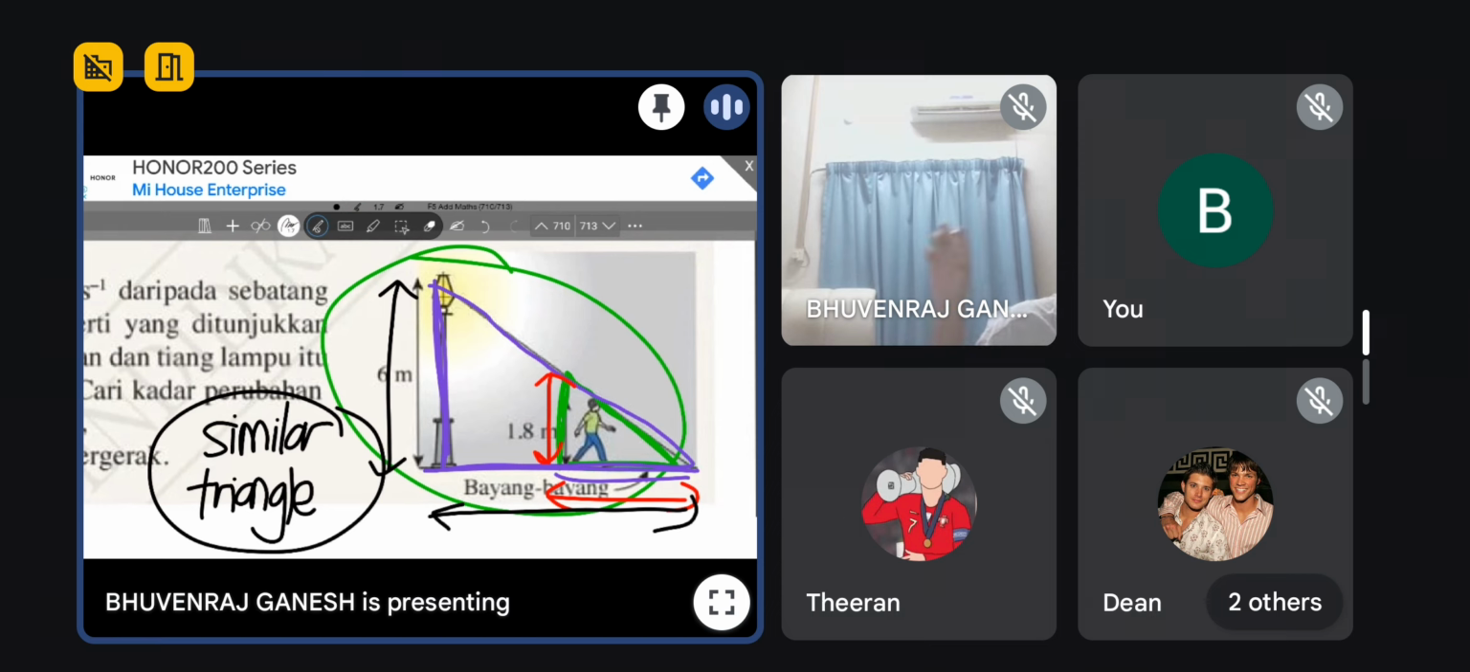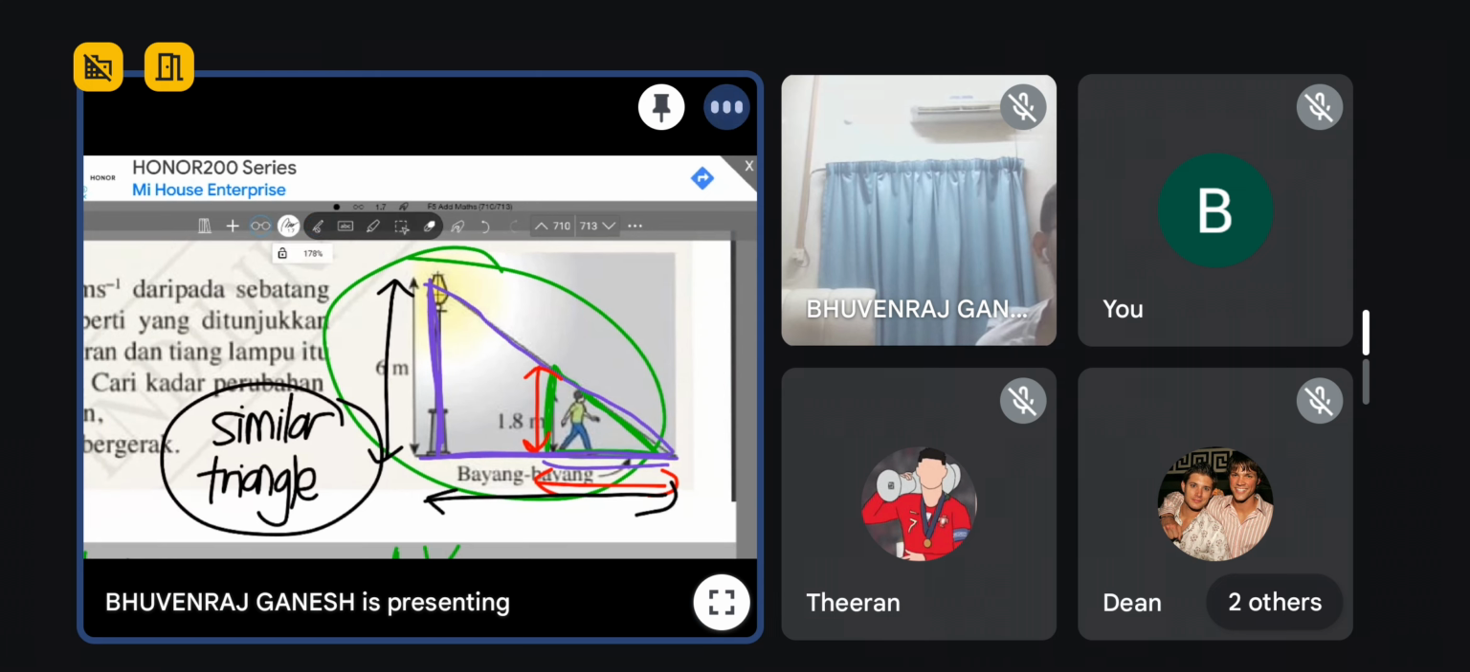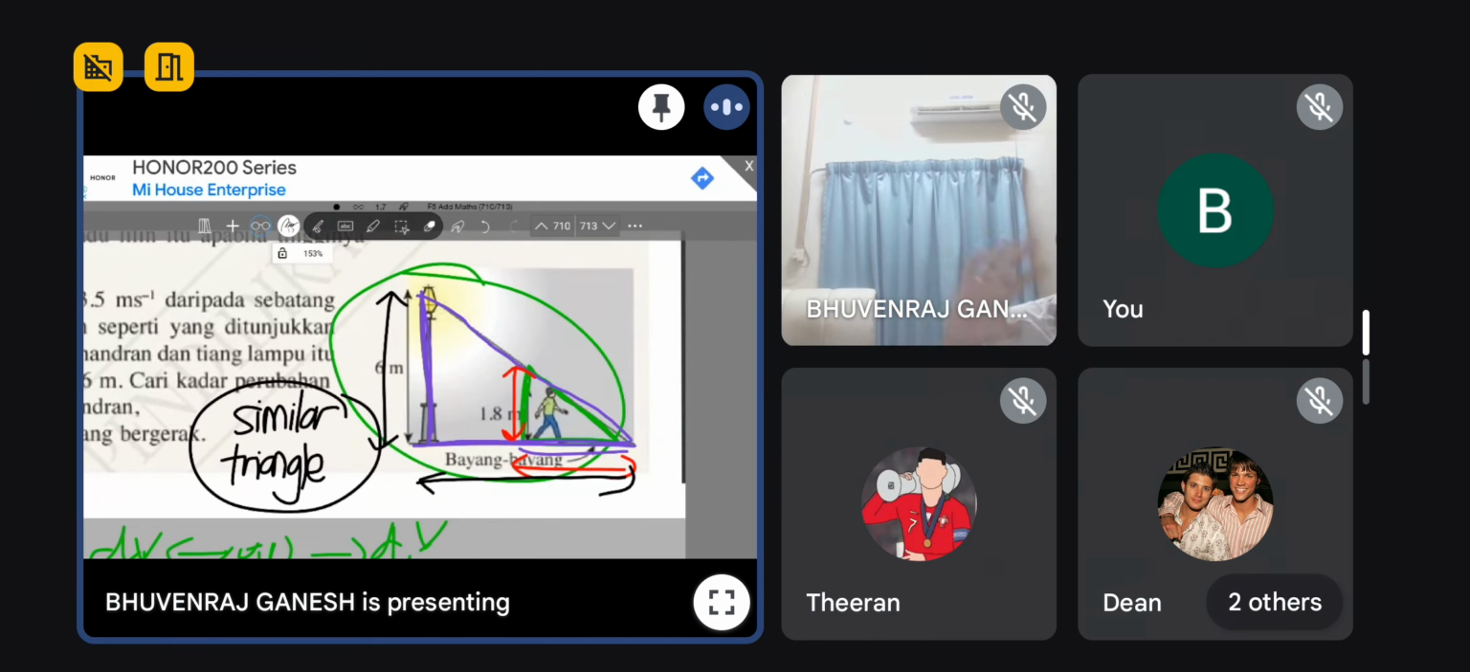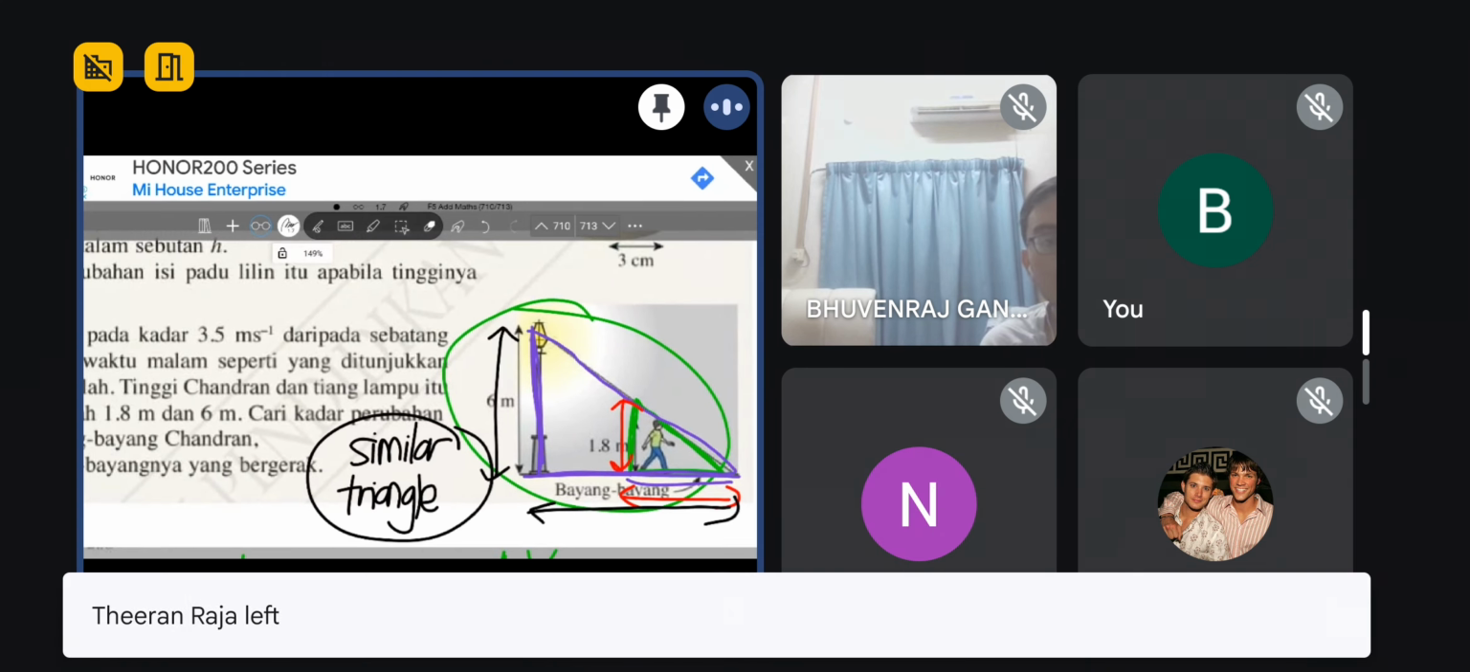A smaller triangle inside a bigger triangle, the ratio of the base length and height will be the same. So that's the interesting fact about this triangle. So it cannot apply if you have two completely different triangles. It must be one inside, one bigger one outside. Then only the ratio will be the same.